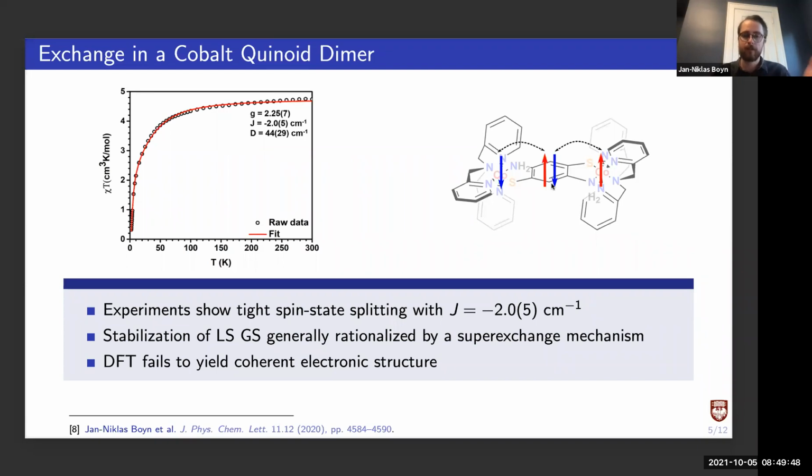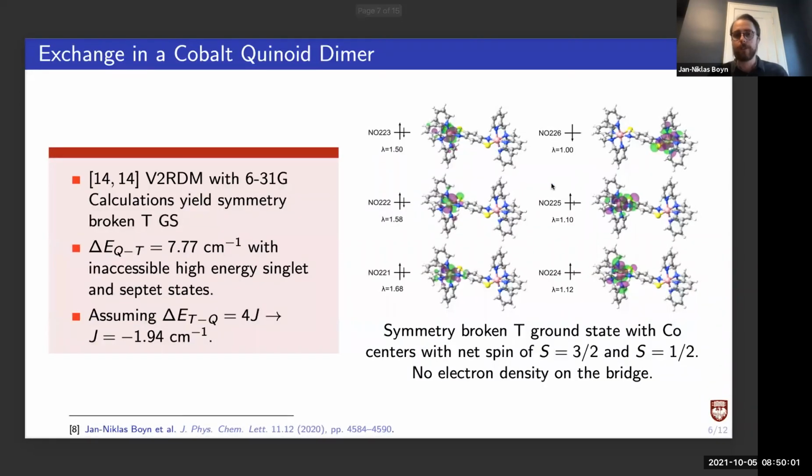DFT calculations fail to yield a coherent picture. Many different functionals yielded different spin state splittings, and broken symmetry DFT also didn't yield any coherent results. So we took our v2RDM and ran 14,14 active space CAS calculations on this. We also ran larger CAS active space calculations on this. However, 14,14 yielded converged results, so we stayed with that.